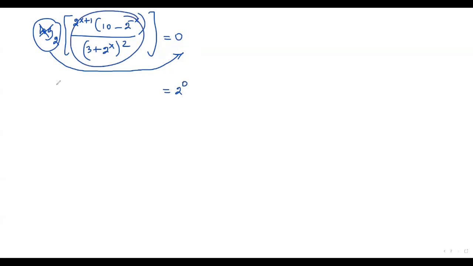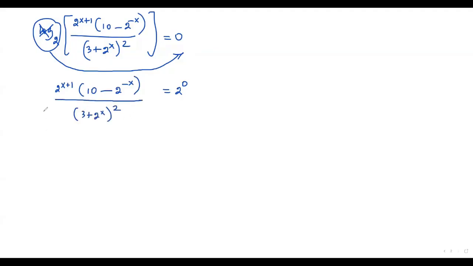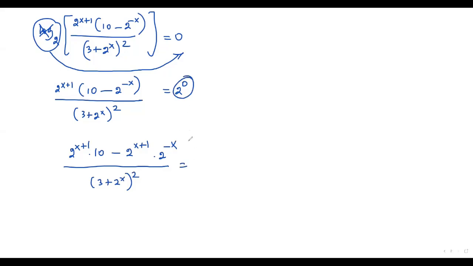Now we have this stuff on the left side, that is 2^(x+1) times (10 − 2^(−x)) all divided by (3 + 2^x) the whole square. Now I can distribute this 2^(x+1) to this 10 and this 2^(−x). Then I'm getting 2^(x+1) times 10 − 2^(x+1) times 2^(−x), all divided by (3 + 2^x) the whole square, and anything raised to the power 0 is just 1.